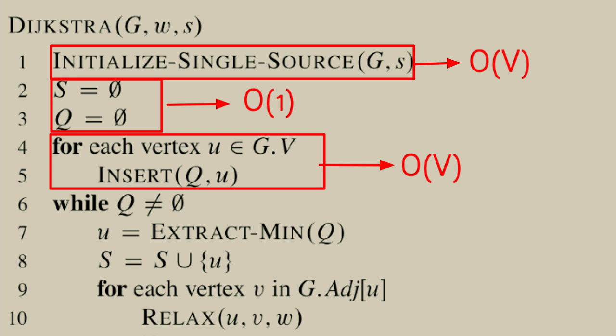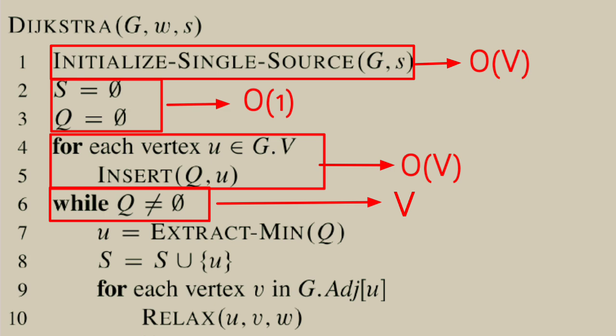In line number 6, we have a while loop which runs until the queue is empty, and we know that there are V vertices which are inserted into the queue, and hence the while loop will run V number of times. In line number 7, we have an extract min function.